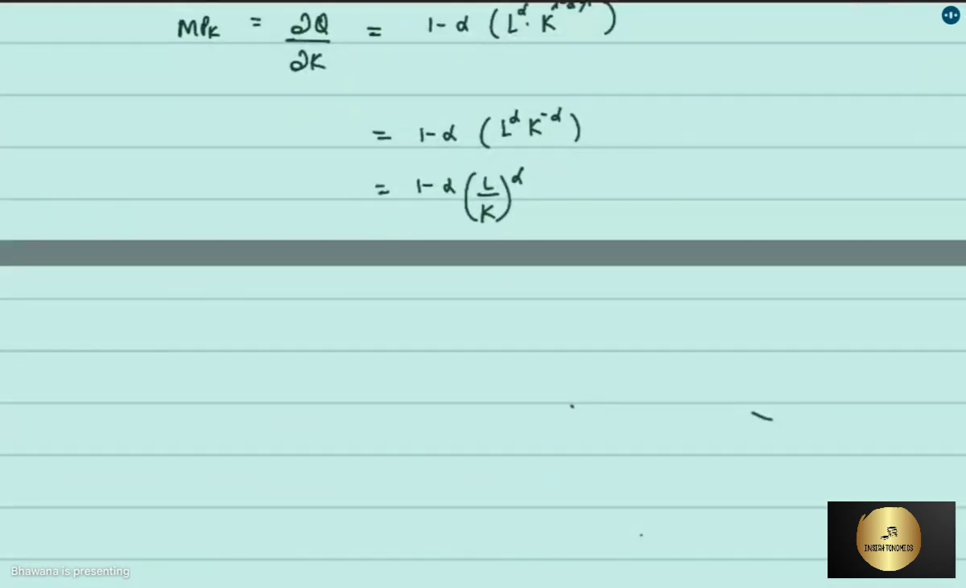और अभी हम लोगों ने देखा था (L by K)^α किसके इक्वल है? APK. So your MPK is equal to (1 minus α) APK. So again you can say that your MPK will also depend upon the labor to capital ratio. It also does not depend upon the absolute quantities of labor and capital.